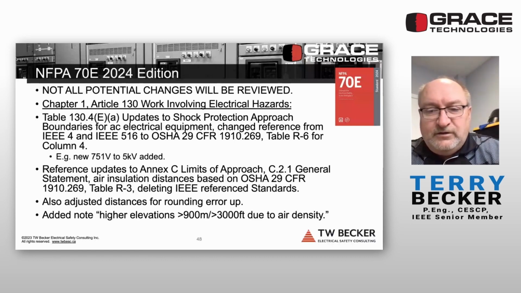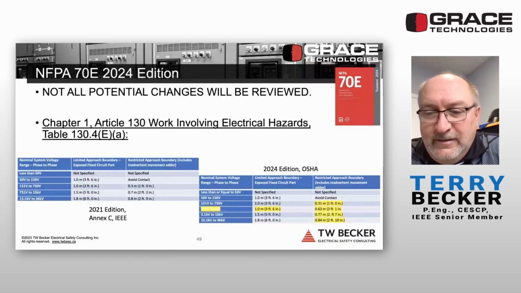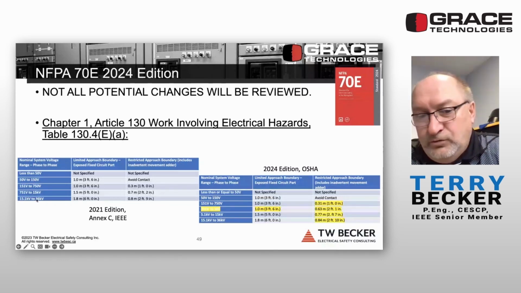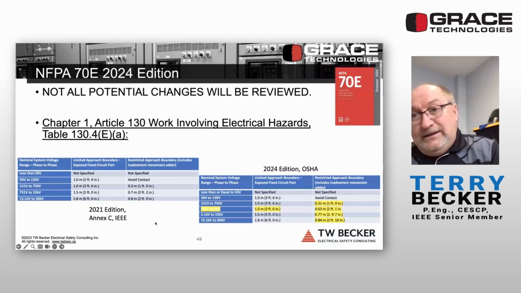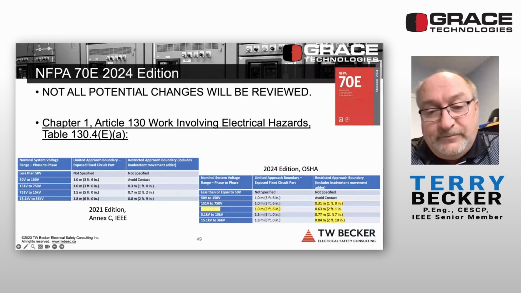So on the screen, I've highlighted in yellow, you can see that it's really putting a second decimal point of accuracy on the distances for restricted approach, right? And a separate row was added, right? Again, breaking out a row from 751 to 15 kV, that's a new row. All right, so this is, in my opinion, a significant change, but really it's just adding, again, clarity to the distances with 2 decimal point accuracy and based on OSHA requirements instead of IEEE.